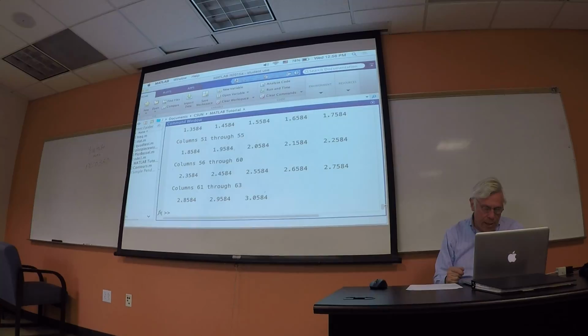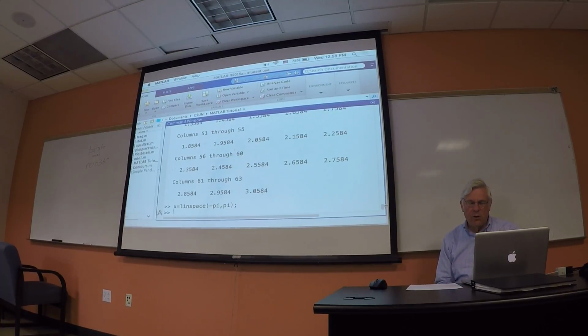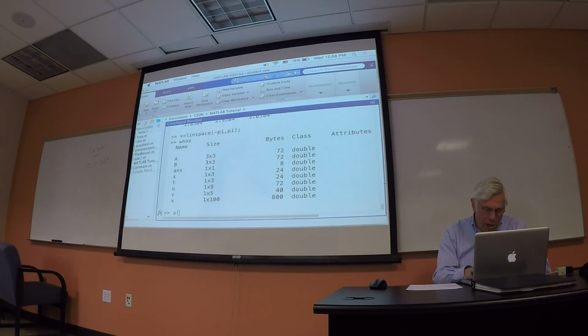As an illustration, let's do x equals linspace. If I do just minus pi to pi, how many points does it take? There's a default. If you just give linspace the starting and the terminal value, it'll divide that into 100 points. It'll give the exact value. I put a semicolon on there, and if I do whos, you'll see that x is 100. What's x of 1?